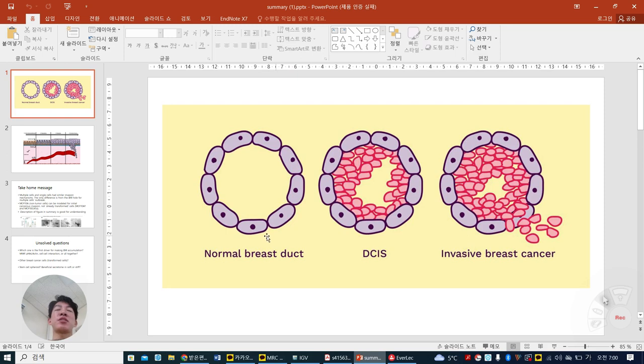So as you know, this is a normal breast duct. You can also imagine saliva or other kinds of things. And then this is ductal carcinoma in situ. This is before they have cancerous behavior, but they are piling up inside. And then when a certain part is ruptured, the cancer cells can migrate to the other side. This is called invasive breast cancer.